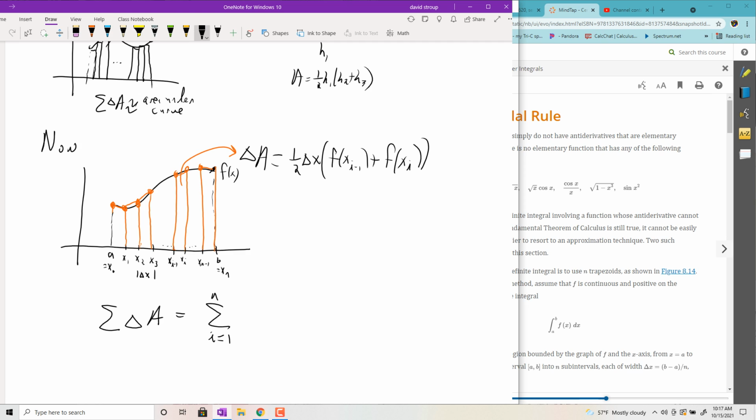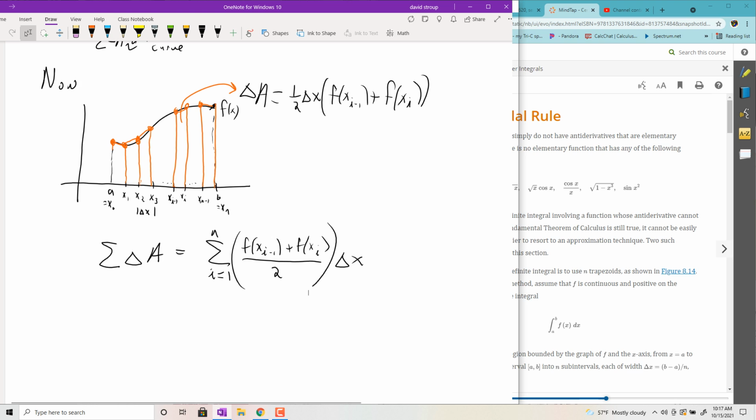So it would be f of x sub i minus 1 plus f of x sub i, all over 2, times change in x. And we have our Riemann sum here, and you take the limit, and that would equal the actual area underneath the curve as n goes to infinity. Okay. All right.